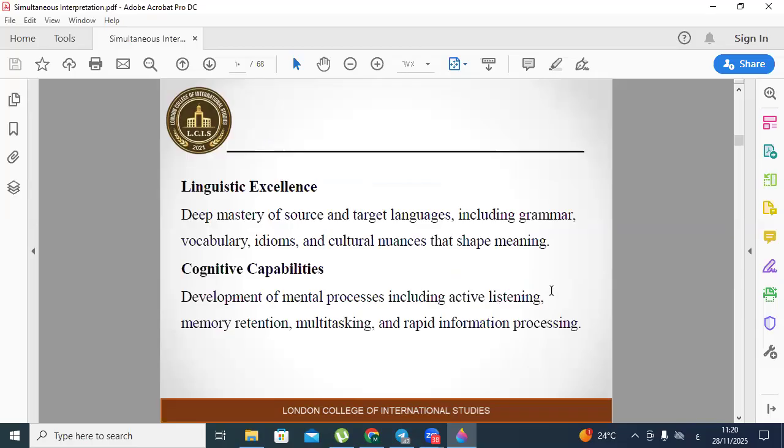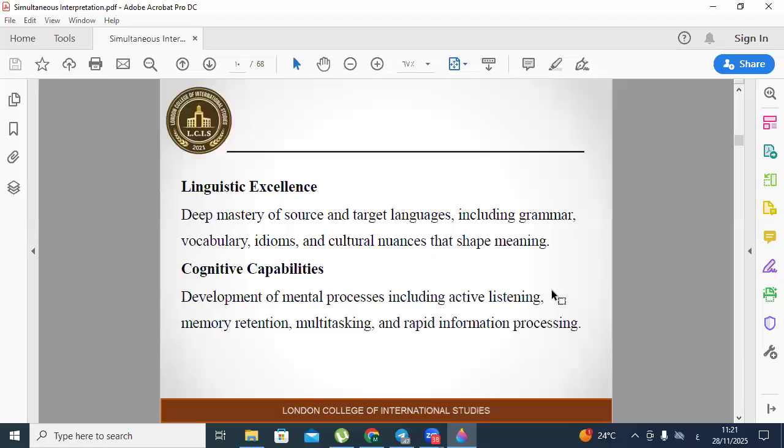Now let's talk about linguistic excellence. Deep mastery of source and target language, including grammar, vocabulary, idioms, and cultural nuances that shape meaning. Cognitive capabilities, development of mental processes, including active listening, memory retention, multitasking, and rapid information processing. These extraordinary cognitive abilities must be systematically developed through specialized training.